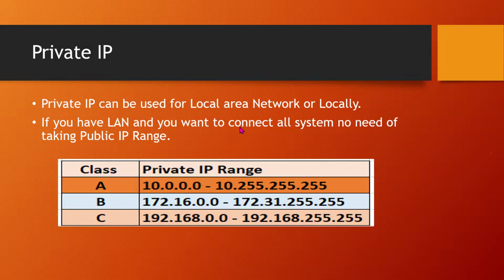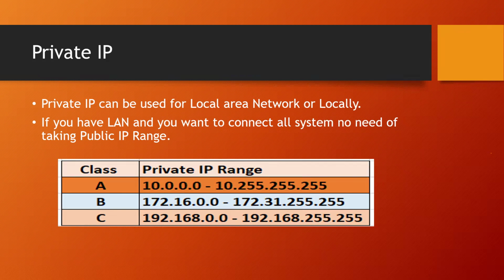Whatever we have learned till now, all of that is public IP, right? Now we are going to learn about private IP. Private IP can be used for a local area network, or locally. Like in your home, you are using your laptop, it should be a private IP. Your mobile, which is going to communicate with your device, should have a private IP, right?